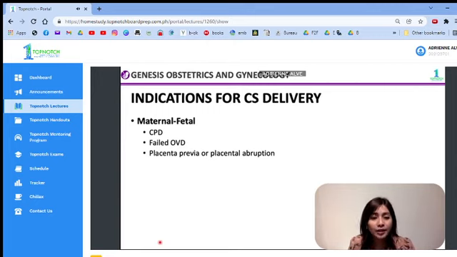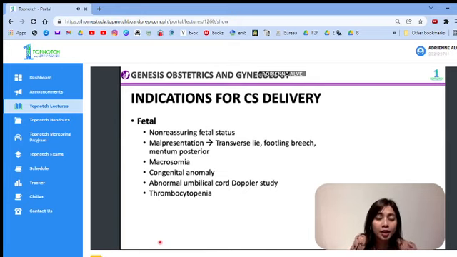Failed outlet vacuum delivery, placenta previa or placenta abruptio. We already discussed these. Again, another type of indication for CS delivery, fetal indication. So when the baby is in distress or the baby has a problem. One indication, which is the case of our patient, is non-reassuring fetal status. Second, malpresentation. These are examples where we do CS delivery: transverse lie, footling breech, mentum posterior. These cannot have a normal delivery, so CS or abdominal delivery for them.